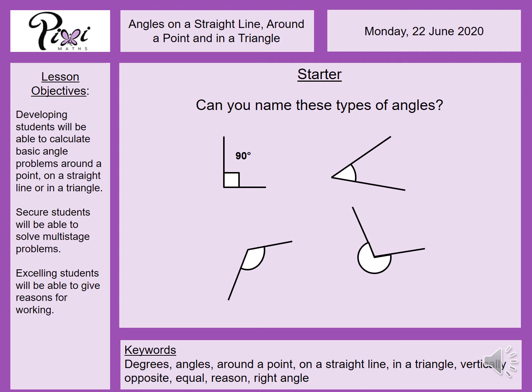So a quick starter is here. Can you name all of these types of angles? So we've got a right angle, so well done if you got that one. Next one up, we've got an acute angle, we've got an obtuse, and this one is more than 180, so that is a reflex angle.